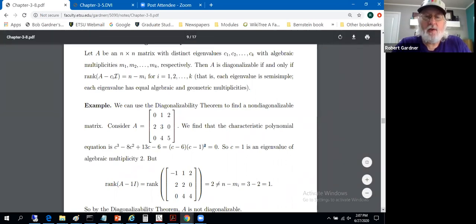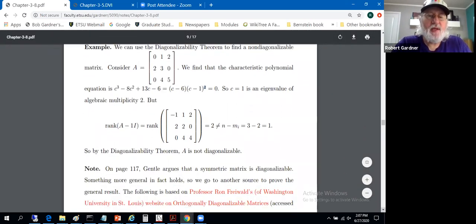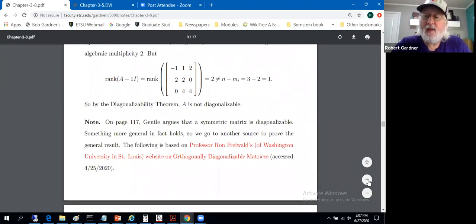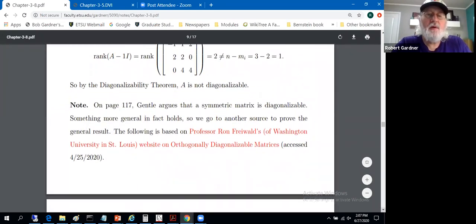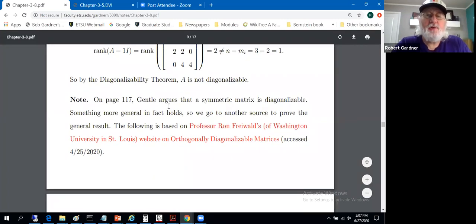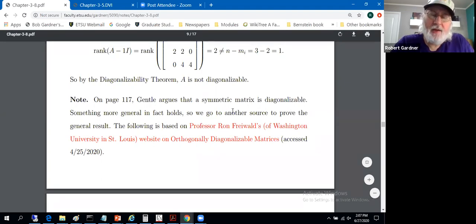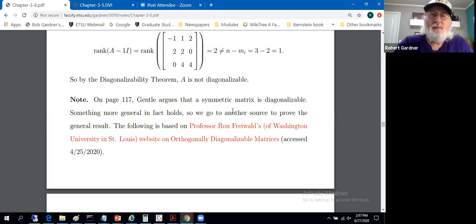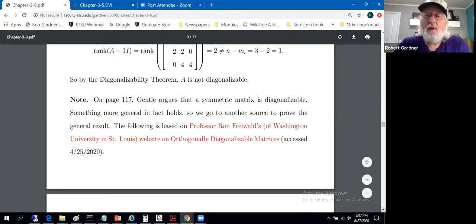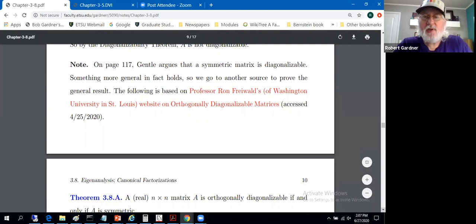Okay, so there's a quick little numerical application. I hadn't done too many of those in this level class. In Gentle, page 117, the author of the text argues that a symmetric matrix is diagonalizable. We go a little bit further than that. Something more general holds. And I've gone to a different source. Here's the source for your information, a website on orthogonally diagonalizable matrices from a University of Washington in St. Louis professor, still available in 2020.